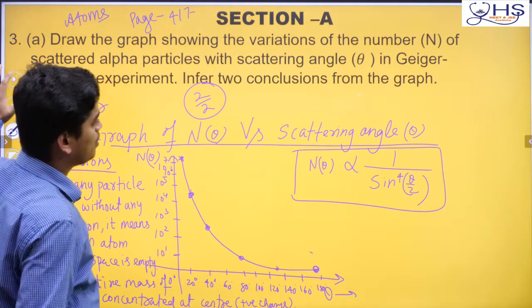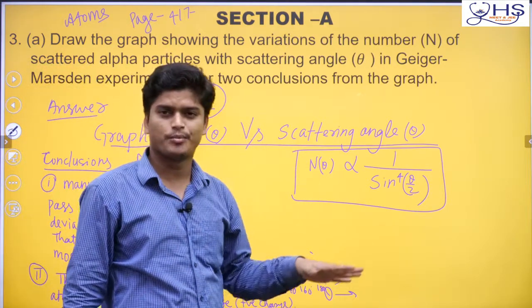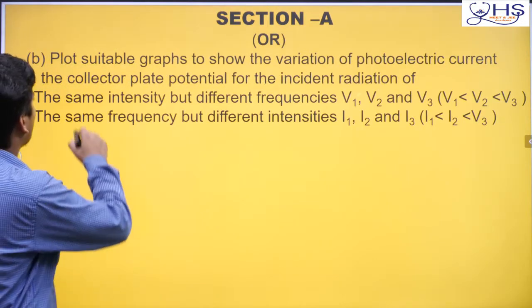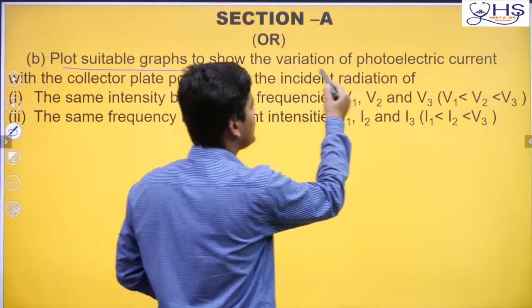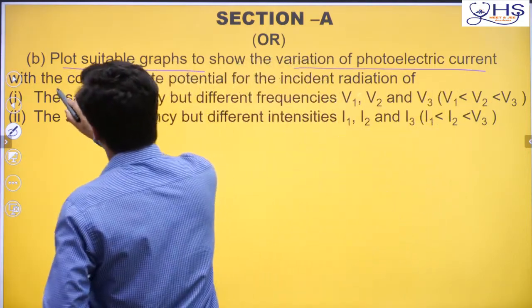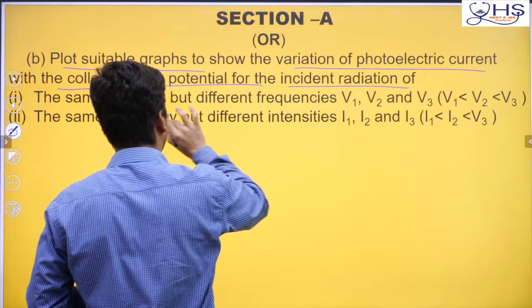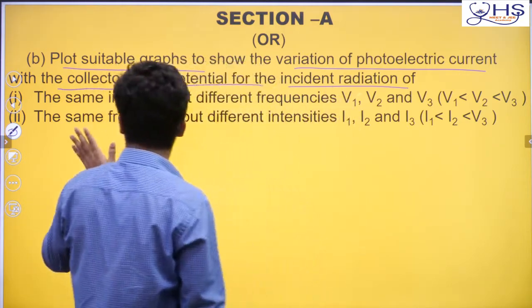In section C, 3 questions we completed. Next question will be the OR question. So now see here: plot suitable graphs to show the variation of photoelectric current with the collector plate potential for the incident radiation of same intensity but different frequency, and same frequency but different intensity.